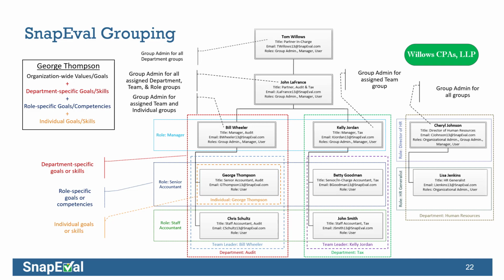Everybody else is either going to be just a user, or perhaps a user and a manager, or perhaps also has the group administrator role. Even look at people like Tom Willows here, who happens to be the partner in charge, the senior leader for the whole company. We've made him a group administrator for all departments within the company, but we haven't made him an organization administrator. And the reason for that is that one of the things that happens as an organization administrator, as we've talked about already, is you're going to receive notifications.